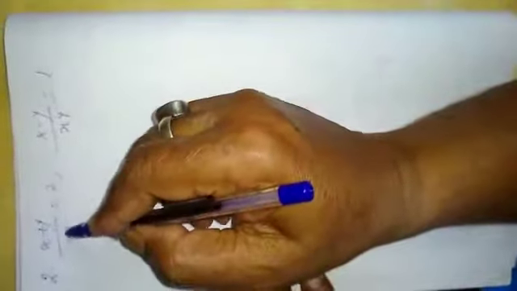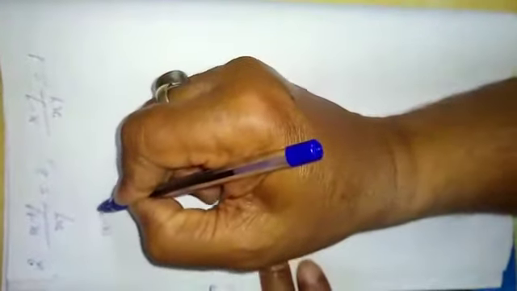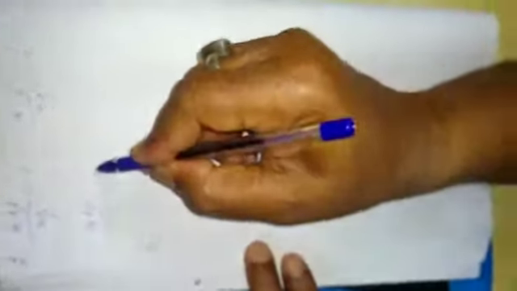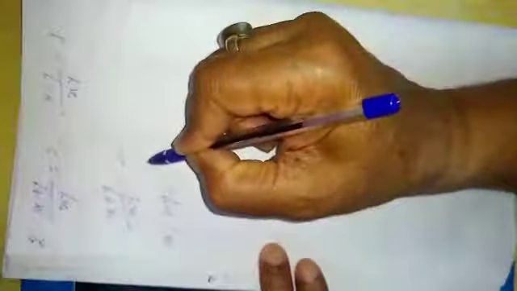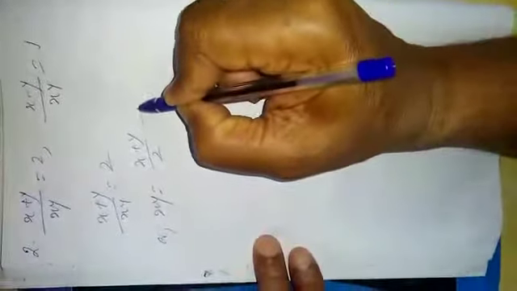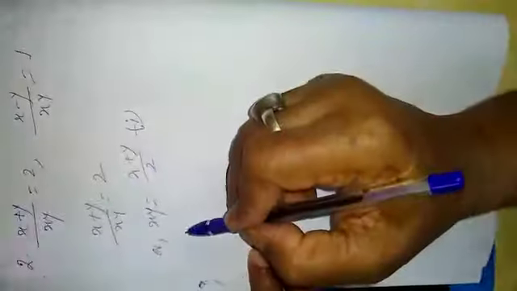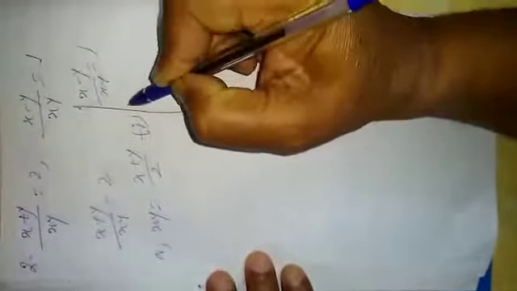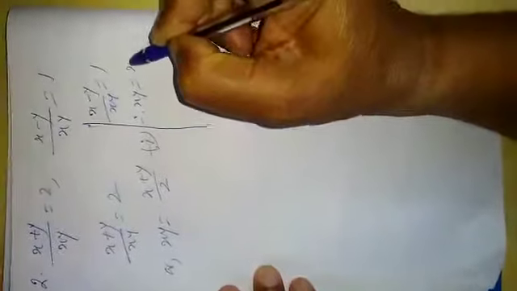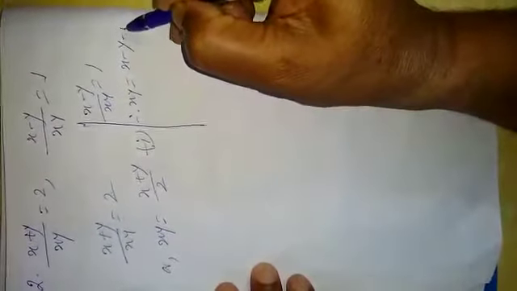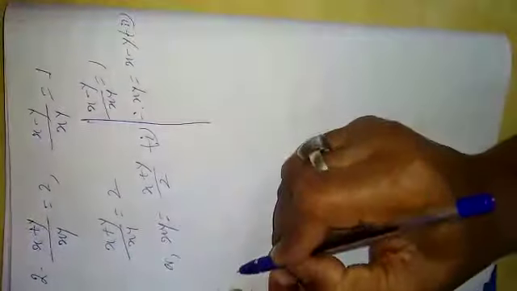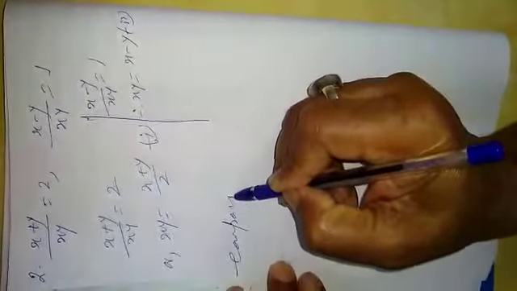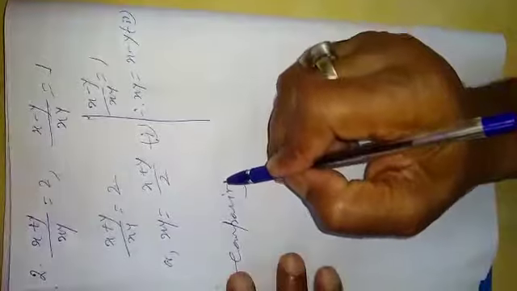Now from the first equation, (x + y)/xy = 2, or x + y = 2xy, so xy = (x + y)/2, that is equation number 1. Similarly, from here you can write (x - y)/xy = 1, therefore xy = x - y, that is equation number 2. Comparing 1 and 2, that is the comparing process.